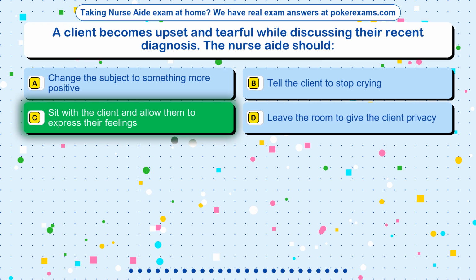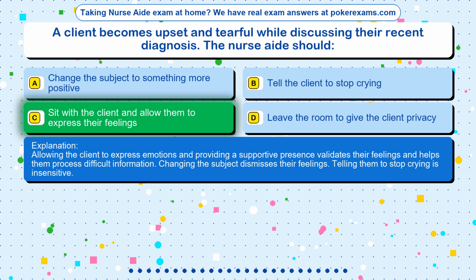The correct answer is option C. Sit with the client and allow them to express their feelings. Allowing the client to express emotions and providing a supportive presence validates their feelings and helps them process difficult information. Changing the subject dismisses their feelings. Telling them to stop crying is insensitive.